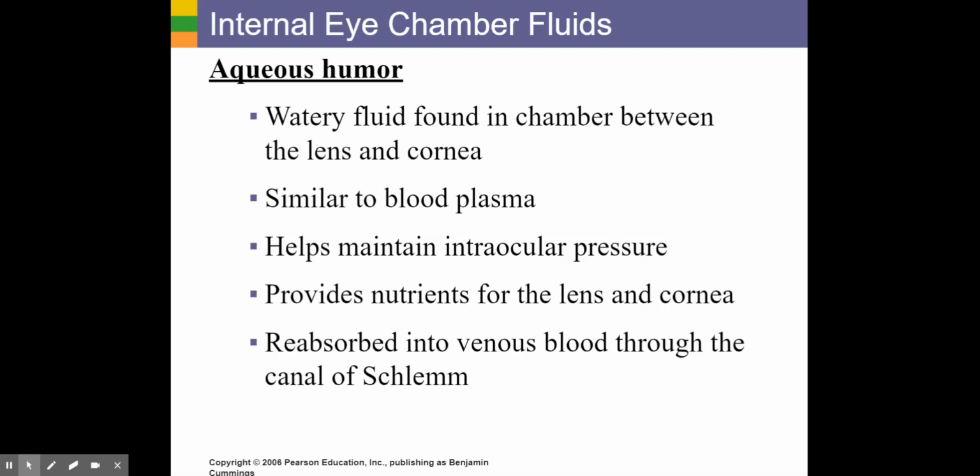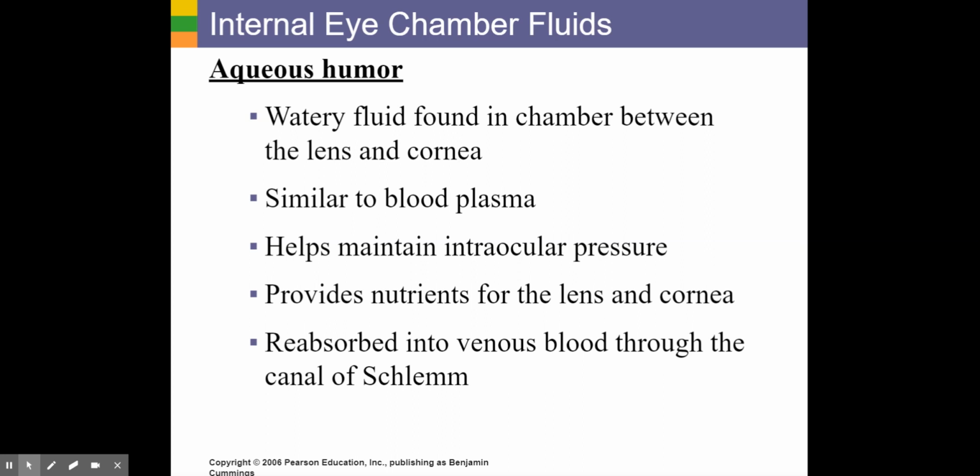All right, so we're going to try to finish up the rest of the structures for the eye, as well as a little bit of some of the conditions that we see in the eye as well. So inside of the eye, there's actually some fluid. There's two basic fluids: what's called aqueous humor and vitreous humor. We're going to talk about those here in just a second.